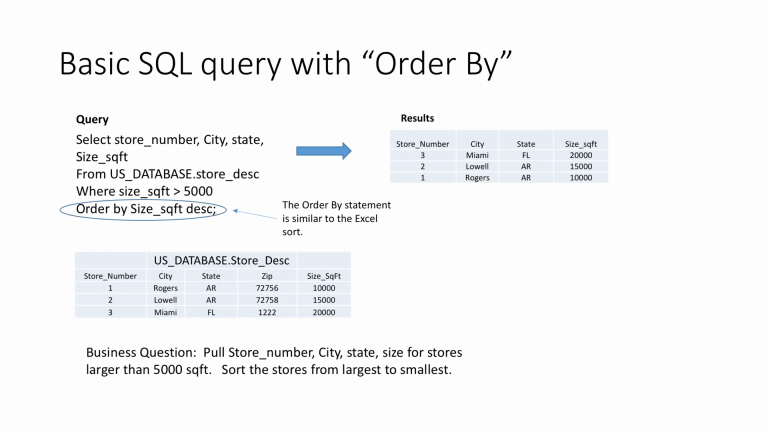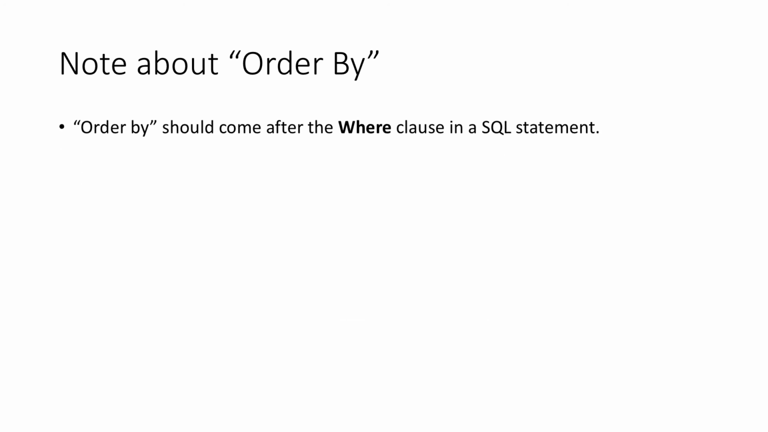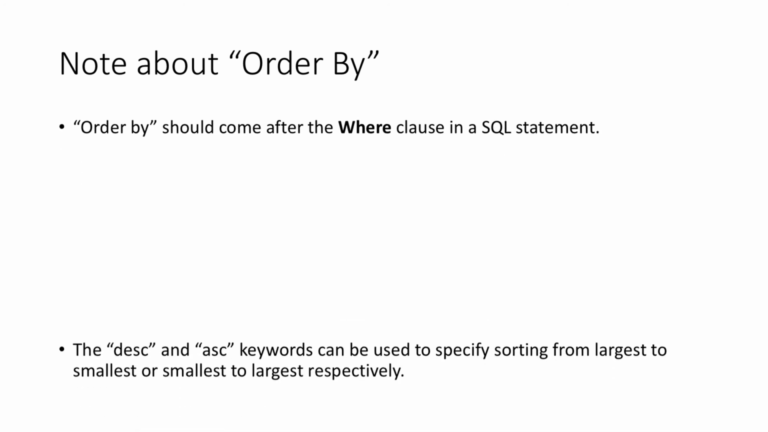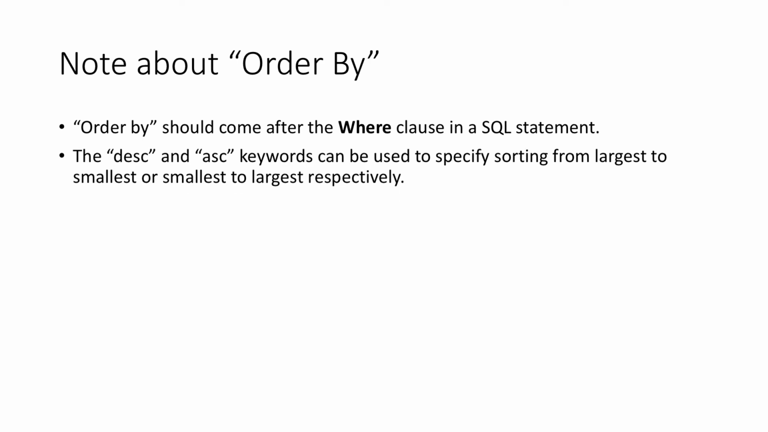So the other keywords that we saw before, select was one word, from was one word, where is one word, order by is two words. We have to have order space by. Note about order by, it should come after the where clause. The descending and ascending keywords can be used to specify from largest to smallest or smallest to largest. And you can do this on character fields as well, date fields as well as numeric fields.